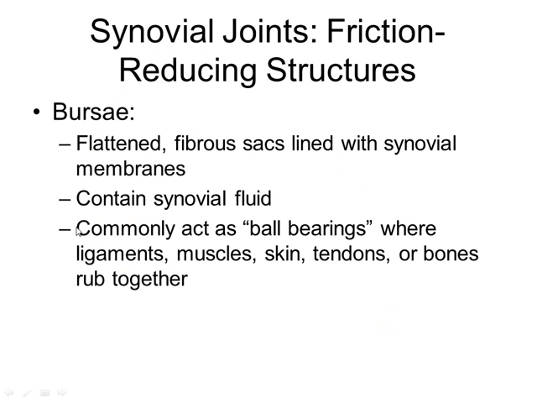Okay. Now, before I go to the six types of synovial joints, I got one more thing to say. Associated with synovial joints are what are called bursa. And bursa are basically designed to reduce friction. So it's basically a synovial sac with synovial fluid. But instead of being between two bones, it's usually somewhere where a ligament or a muscle or skin or tendon rubs against a bone. So let me show you a picture of that. That's what a bursa is.